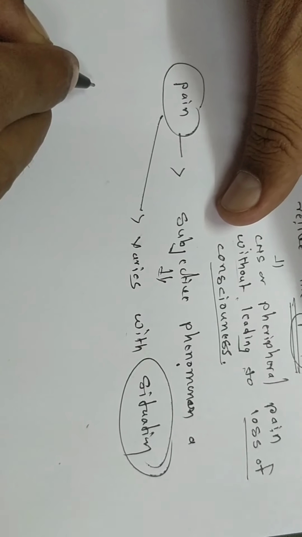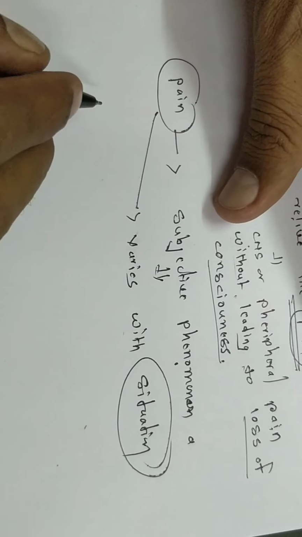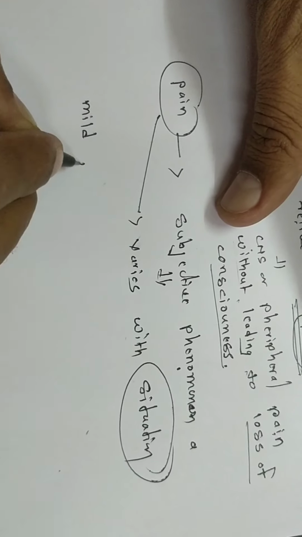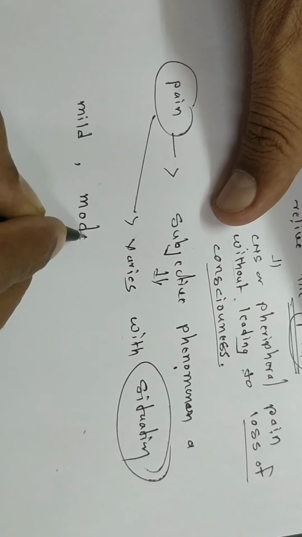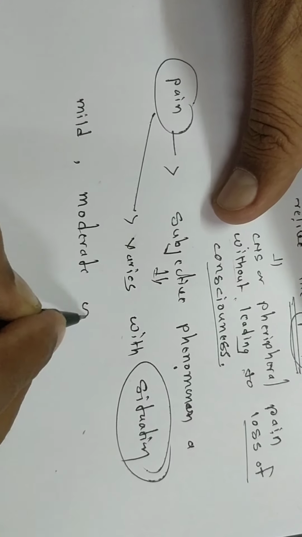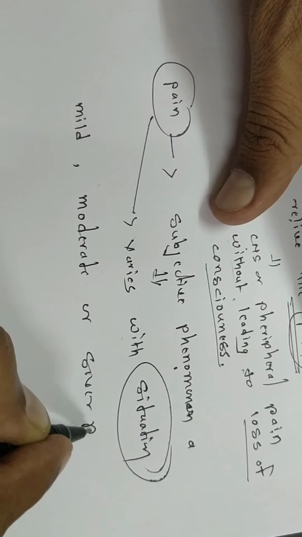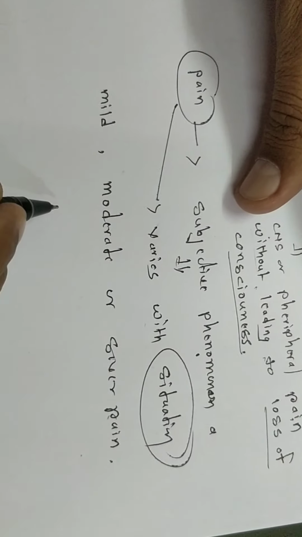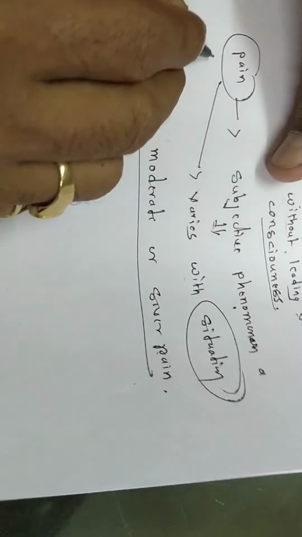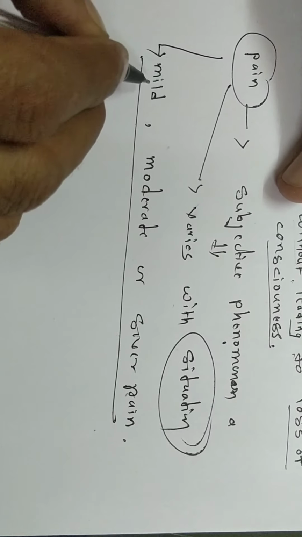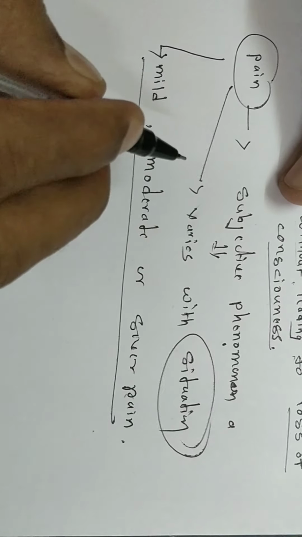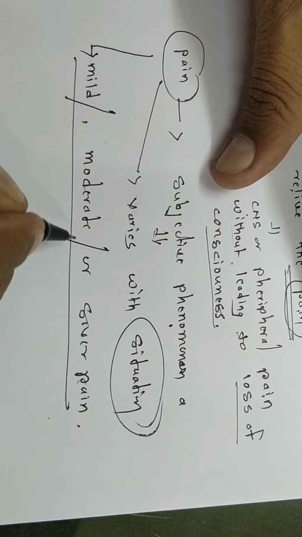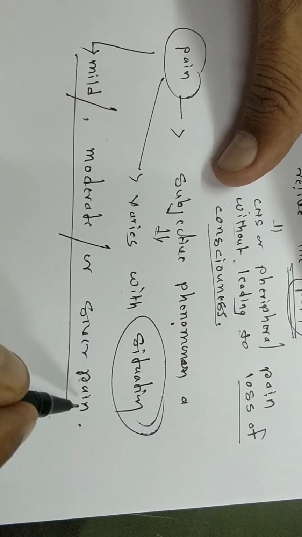According to the intensity of the pain, it can be mild, moderate, or severe pain. The pain can be divided according to the relief of the pain in the body. It should be first mild one, moderate, not less and not high, then severe pain.